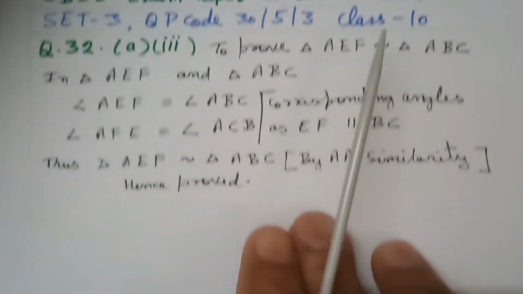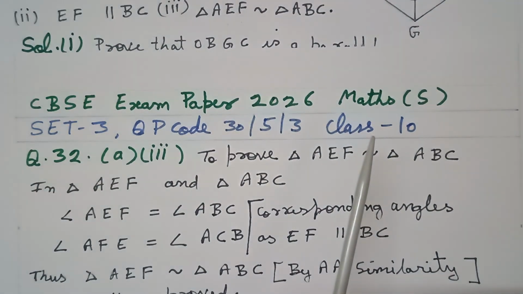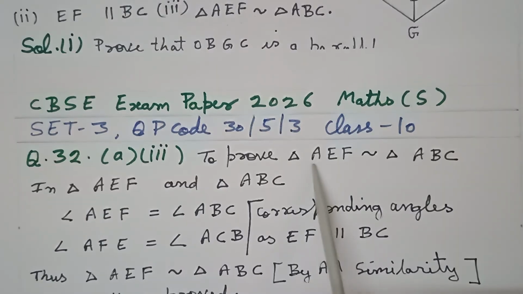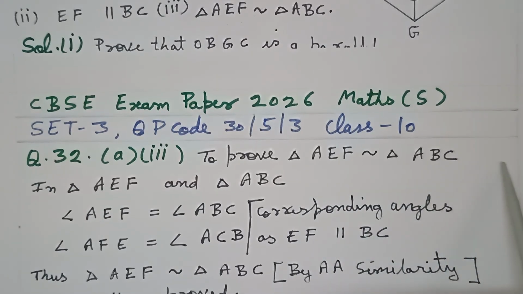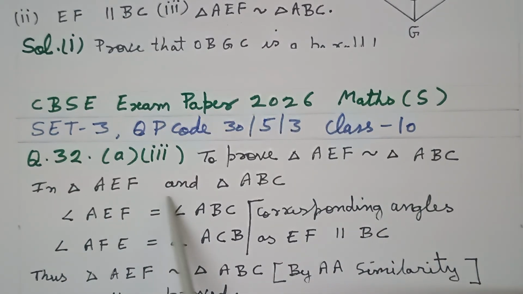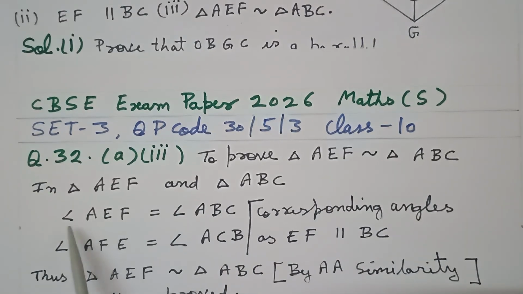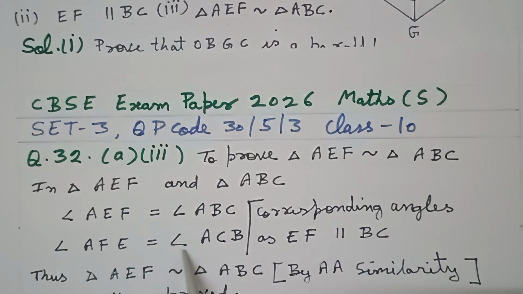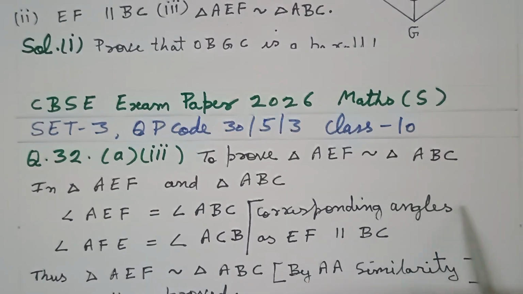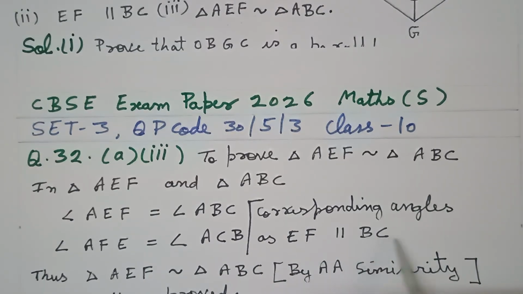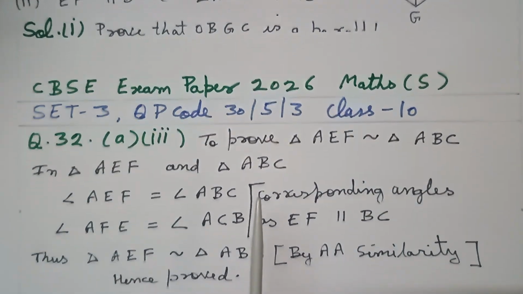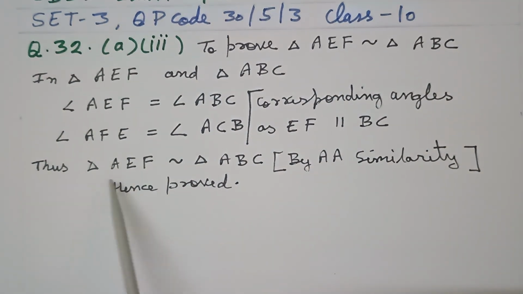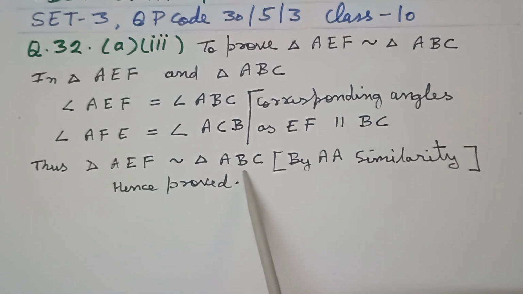So you see, to prove triangle AEF is similar to triangle ABC, in triangle AEF and triangle ABC, angle AEF is equal to angle ABC, angle AFE is equal to angle ACB, corresponding angles as EF is parallel to BC. Thus, triangle AEF is similar to triangle ABC by AA similarity.